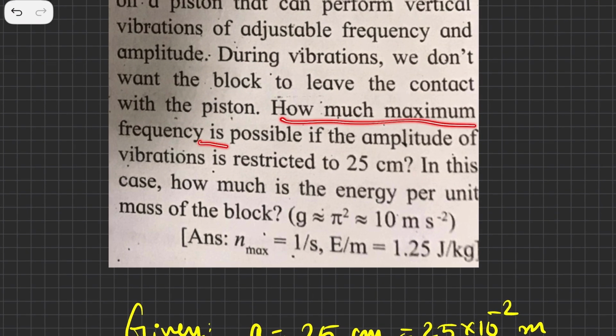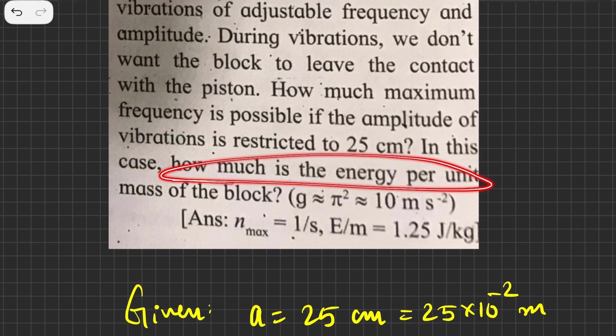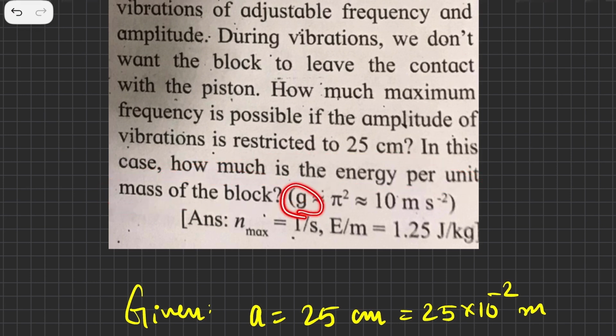How much maximum frequency is possible if the amplitude of the vibration is restricted to 25 centimeters? So we do not want the amplitude to be more than 25 centimeters. What should be the frequency so that the block does not leave the piston? We don't want the block to leave the contact, so what is the maximum frequency with which you can vibrate it? And the second aspect is how much energy per unit mass is utilized in this. And g is approximately equal to pi square, which is approximately equal to 10, is given to you.